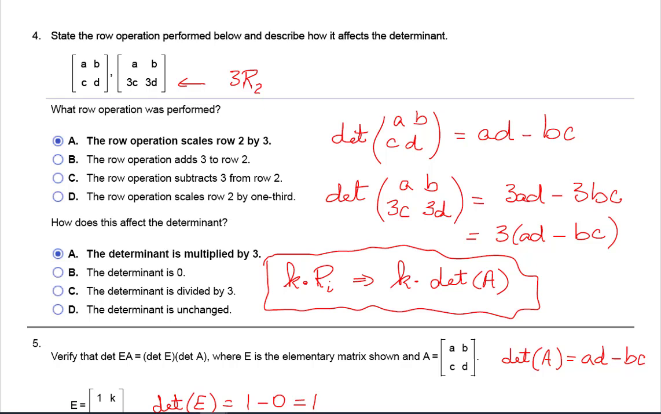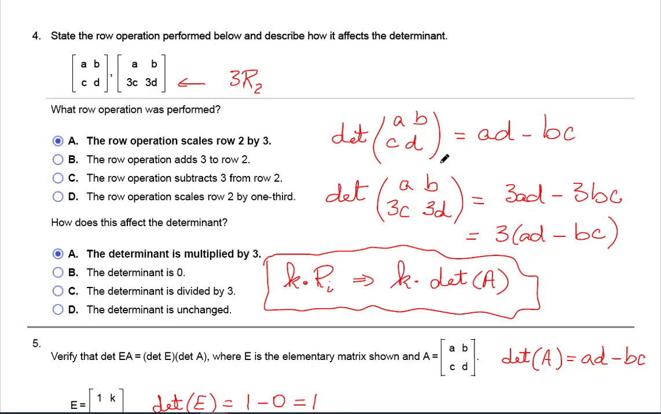In question 4, let's see. We've got my original matrix, and they've taken row 2 and multiplied it by 3. So how does that affect the determinant? Multiplying a single row by a number. Well, let's see. Here's the determinant, AD minus BC. And in the second case, I've got 3AD minus 3BC. The common 3 factors out.